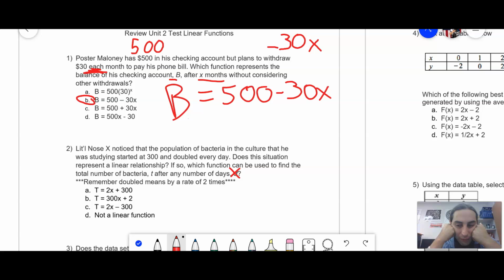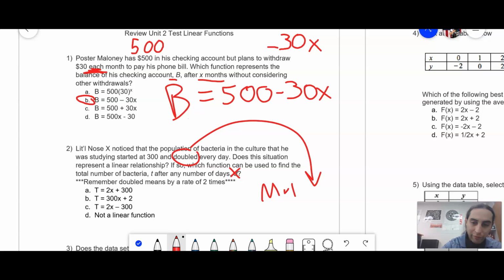Now, how would I do this? I know double means times 2, right? But remember, when we're talking about linear equations, that's adding the same amount each time. Adding the same amount each time. That's what linear is. Not multiplying the same amount each time. So if you're doubling every day, that's not linear. So double is multiplying, and multiplying is not linear. It is exponential.